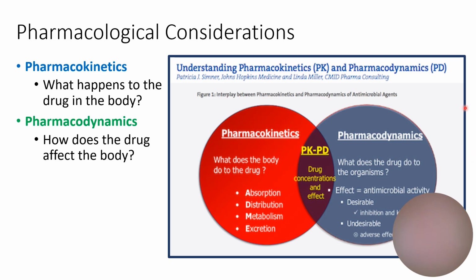So, of course, when drugs enter the body, there are all kinds of things that it goes through so it can make it to the target area in the body. Pharmacokinetics is what happens to the drug in the body, and pharmacodynamics is how the drug affects the body.